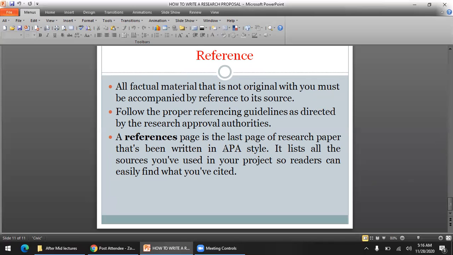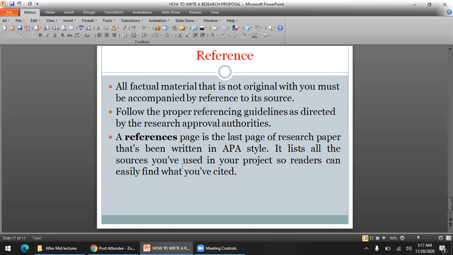APA is a style. A stands for American, P stands for Psychological, A stands for Association. American Psychological Association. There are different styles, MLA, Chicago, Harvard, which are used for research. Mostly in social sciences, we use APA style for writing our research.